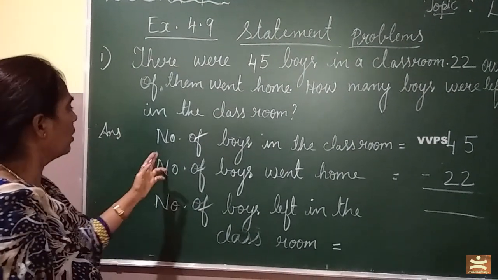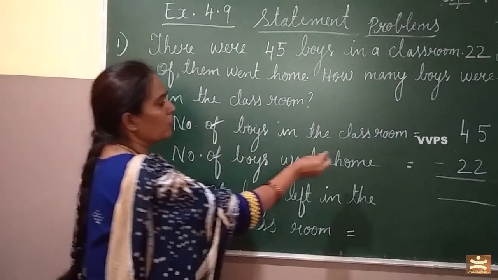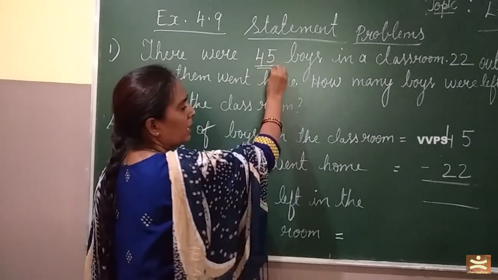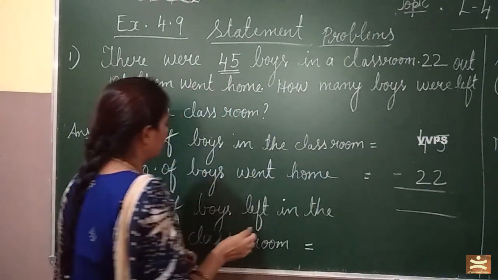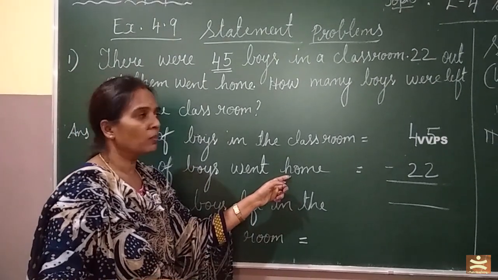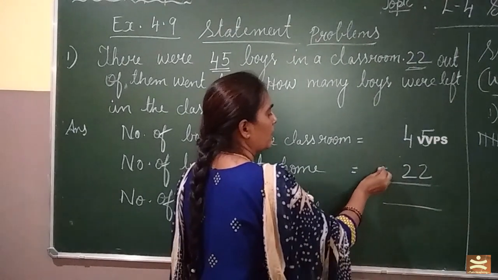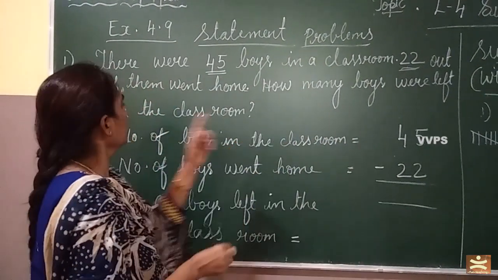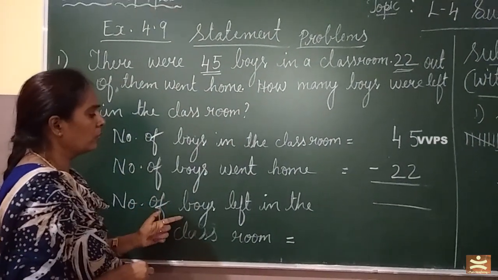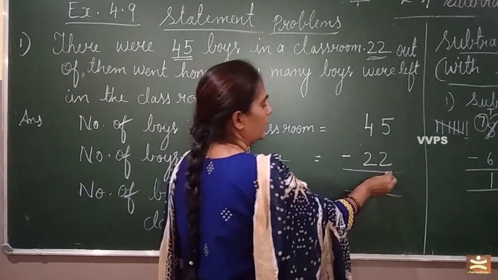So first you have to write this, children, like see, number of boys in the classroom. So how many boys were in the classroom? 45. Okay, write like this. Then number of boys went home. How many of the boys went home, children? 22 of them went home, is it? So write here 22. How many boys were left in the classroom? Now you have to write how many boys were left in the class. So what you have to do? See, like this you have to write.